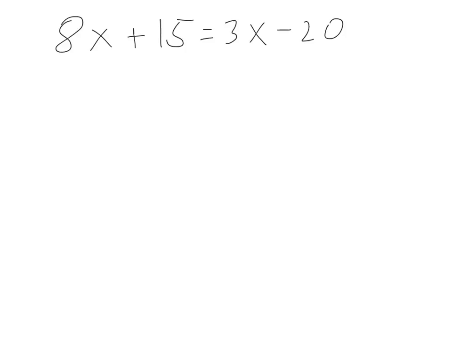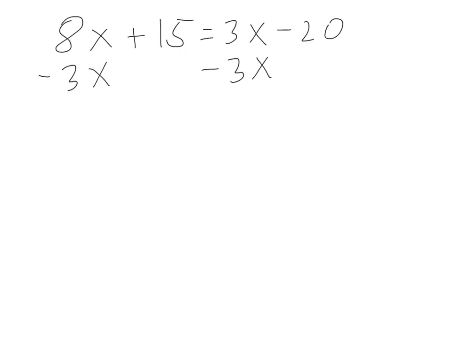So now what if the x's are on opposite sides of the equals sign? If they're on different sides of the equals sign, we need to get them together. So to do that, we will undo the addition or subtraction that's happening to them. So we see we have an 8x on the left side and a 3x on the right side. So we need to get the 3x over with the 8x. So it's a positive 3x, so we will subtract 3x from both sides of the equal sign.